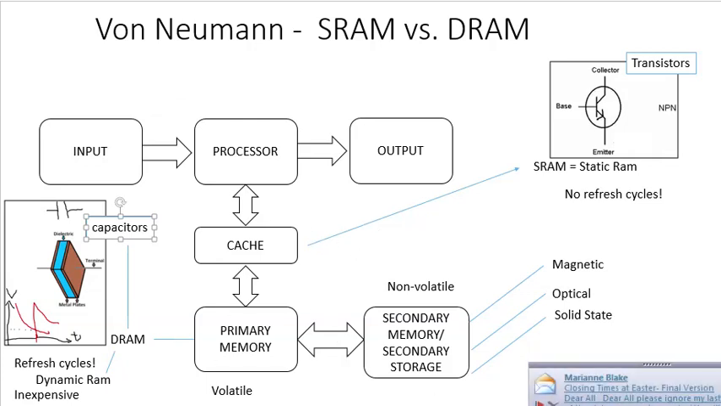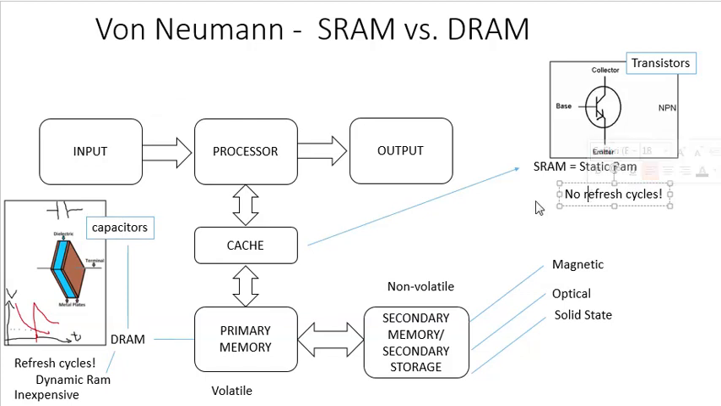Now, this memory is rather inexpensive, but not as efficient as we would like. So a far more expensive type of memory is called SRAM, standing for static RAM, which is built on transistors arranged in a certain configuration, which requires no refresh cycles. It still requires electricity, but there are no refresh cycles.